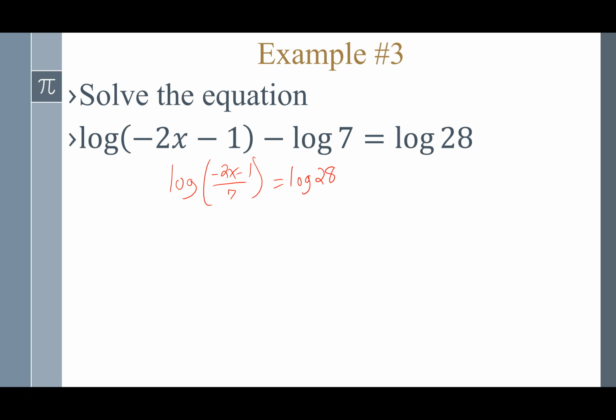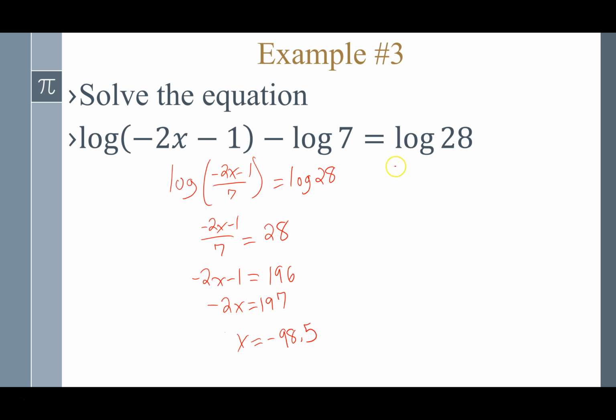So now that we've condensed the left-hand side into a single logarithm, we can set the inside expressions equal to each other. Negative 2x minus 1 over 7 equals 28. So I multiply both sides by 7 to cancel that out. Well, negative 2x minus 1 equals 196. Add the 1 to get 197. And then when I divide by the negative 2, we will get x equals negative 98.5 as our decimal form.